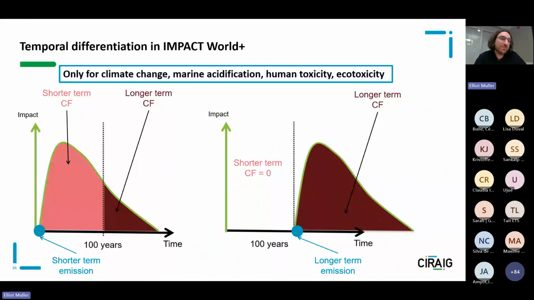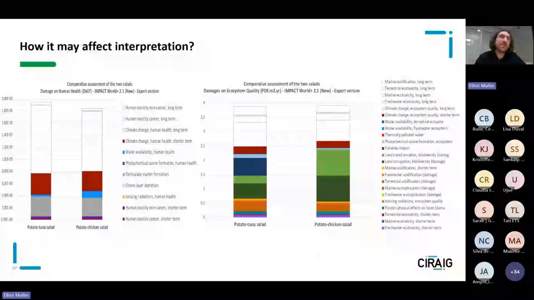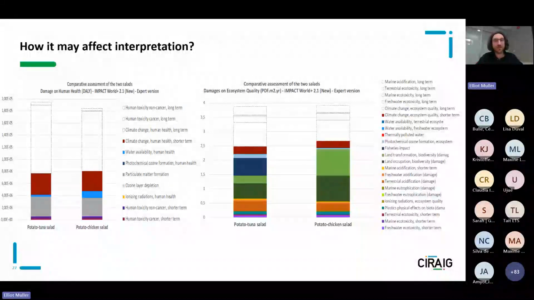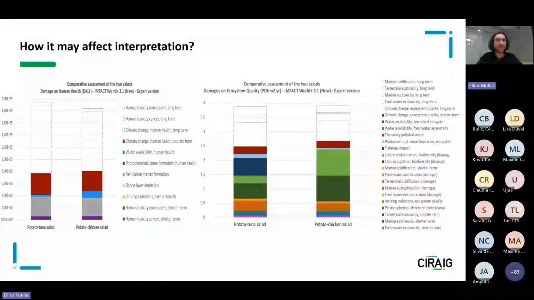So how might it affect interpretation? We can see once again this example, which is quite specific, but also quite representative of a lot of LCAs that can be done. A big part of the impact, and specifically much of the impact on climate change, is taking place in the long-term period. So we can see that it takes quite a bit of the contribution to the areas of protection. So yes, the longer term it takes place, the more uncertain it is. So yes, it can be quite uncertain, but it also can represent quite a huge part of the contribution. So it's important to take it into account.